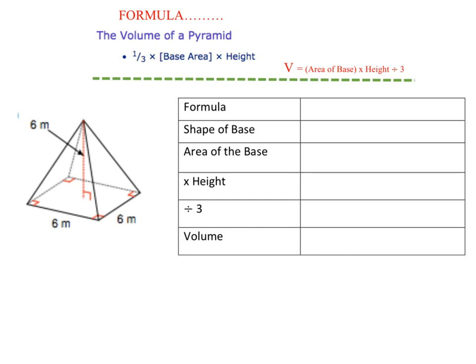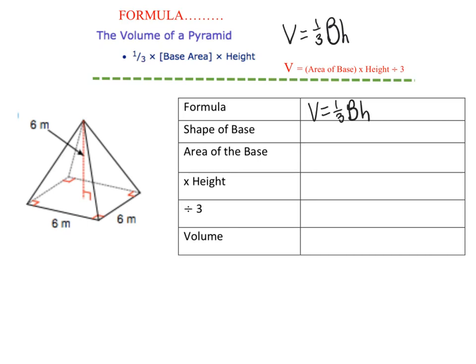Okay, so if we were to see it on our formula chart, we would see volume equals 1/3 big B H. So again, the 1/3 means divide by 3. The big B stands for area of the base, and then H is the height of the prism. So let's write in our formula. Volume equals 1/3 big B H.